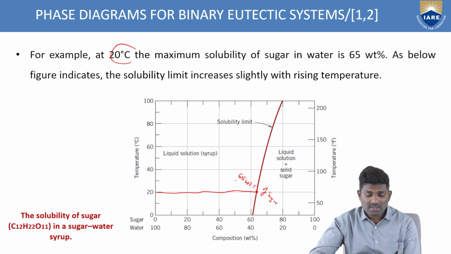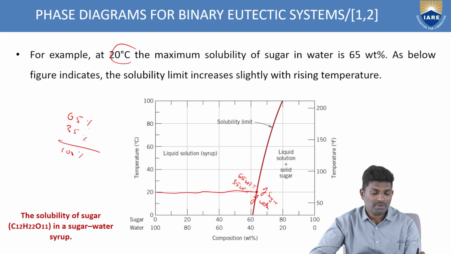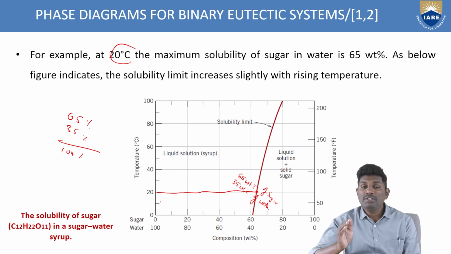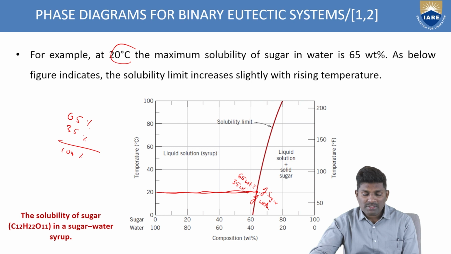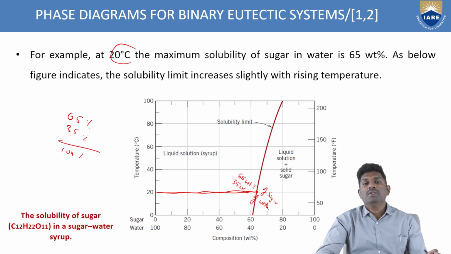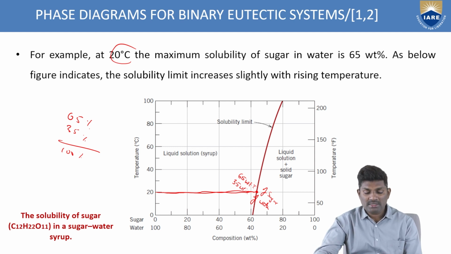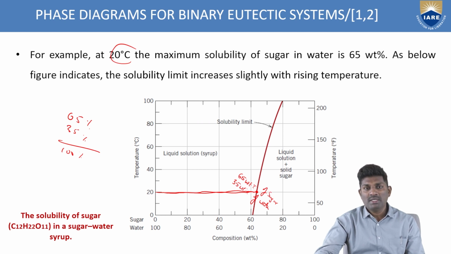and what is the remaining? It is 35 weight percentage of water. Okay, 65 and 35 percentage. Total will be again 100 percentage. So if I want to know the composition at 20 degrees centigrade, I have to draw a horizontal line like this to the solubility limit, that curve. And if you see the percentage of the sugar as well as the water, you can easily get 65 weight percentage of sugar and 35 weight percentage of water.